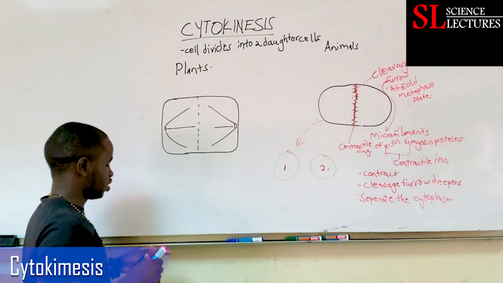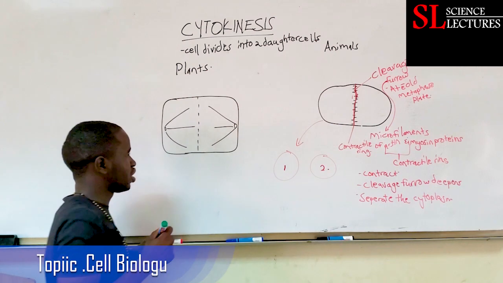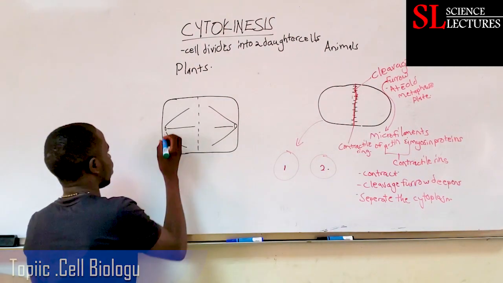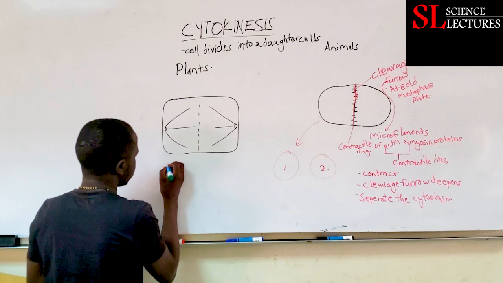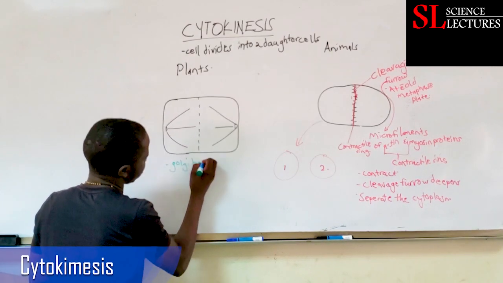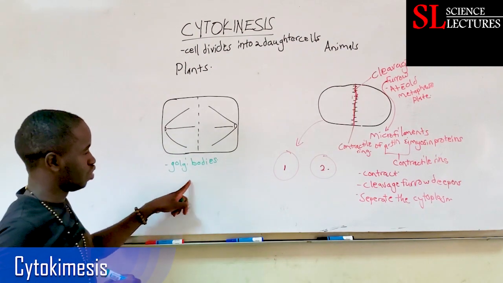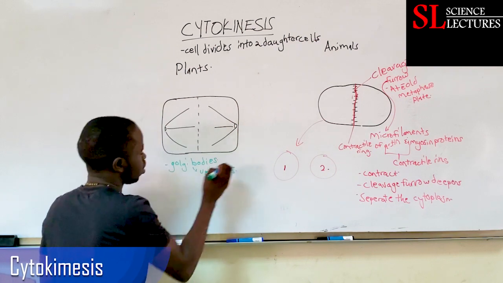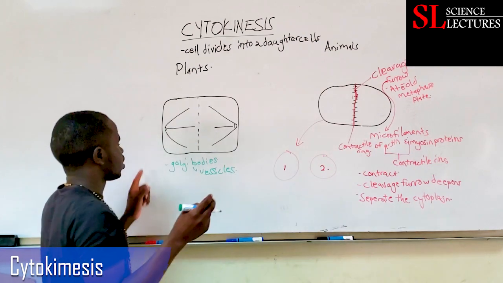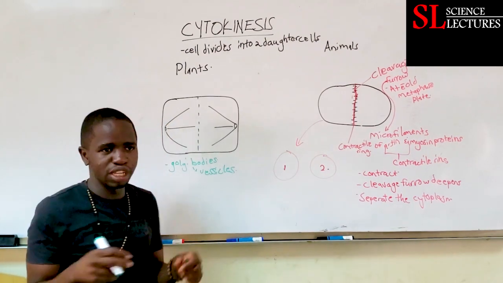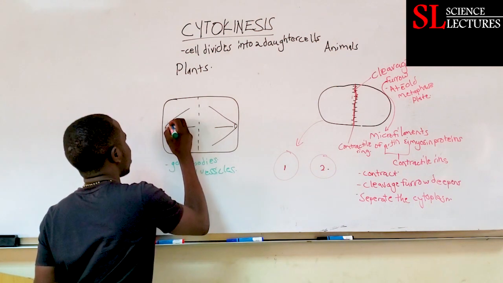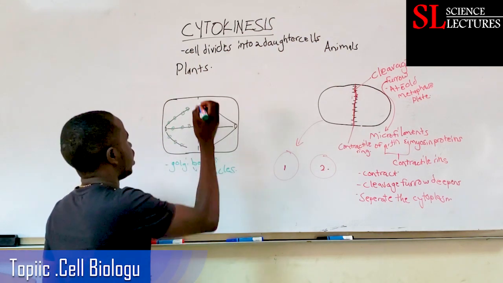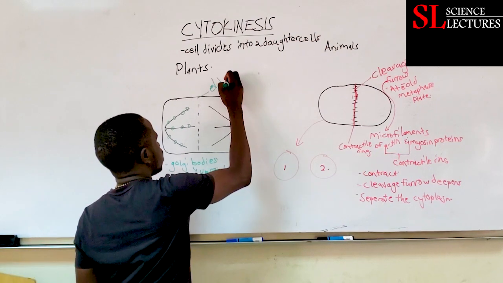Then let us look at cytokinesis in plants. So in plants, during their G1 and G2 phases, there is synthesis of a lot of materials by the Golgi bodies. The Golgi body manufactures materials and packages them in what we call vesicles. So during cytokinesis, these vesicles that were originally manufactured by the Golgi bodies will move along the polar microtubules until they make it to the old metaphase plate.